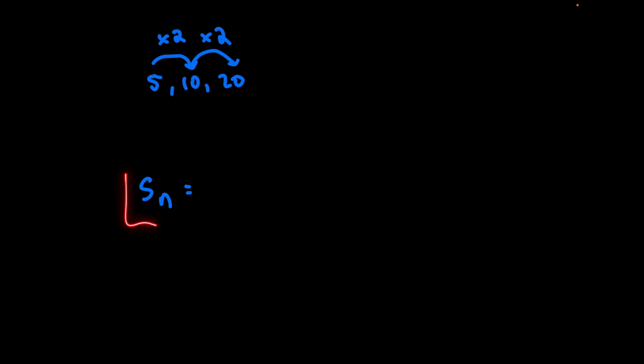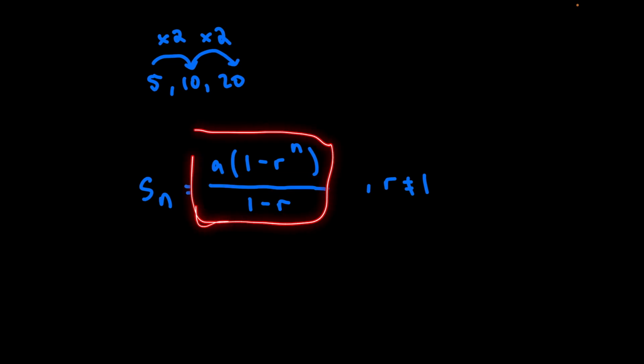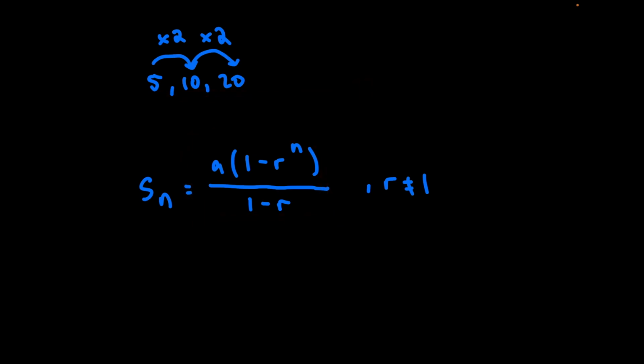If we want to find the sum of the first n terms of this series, we can use the following formula: a times (1 minus r to the power of n) all over 1 minus r. And in this case, r cannot equal 1, because we would have a situation where we're doing 1 minus 1, which is dividing by 0, and that's just not allowed. So this is the formula for a geometric series, and it's summing up all the terms in a geometric sequence. So let's have a look at a few problems.